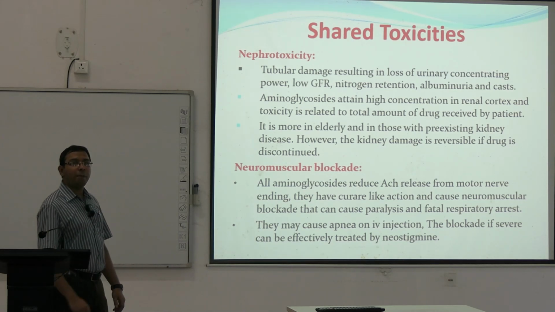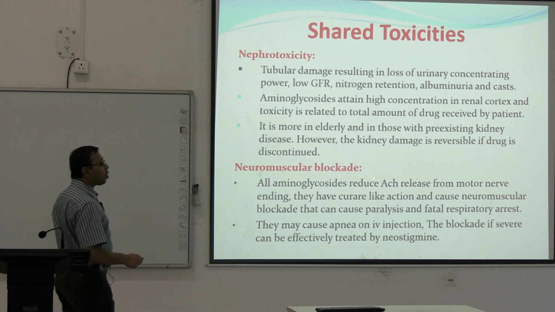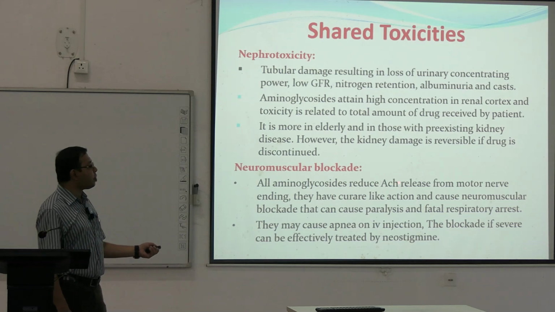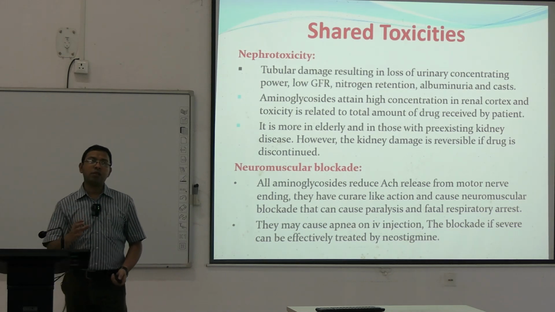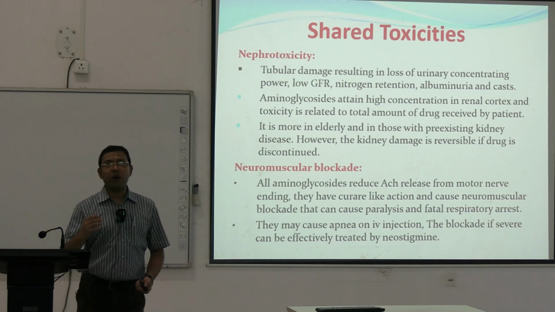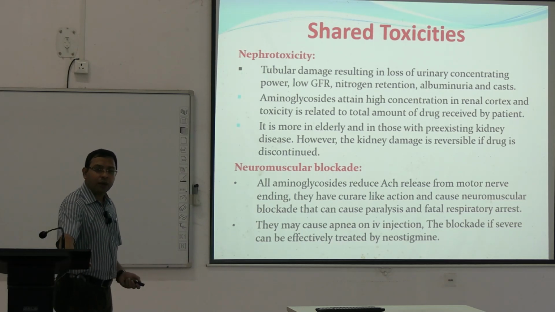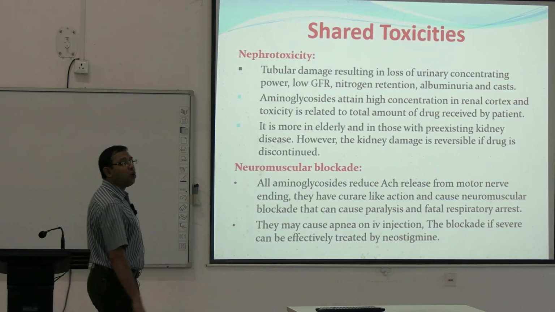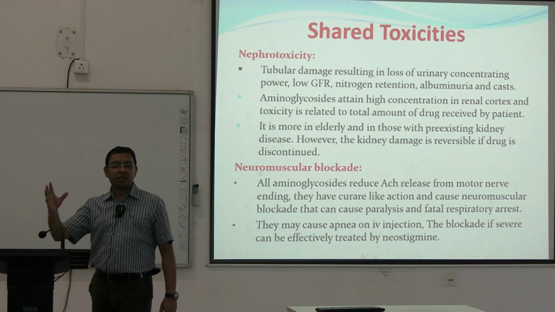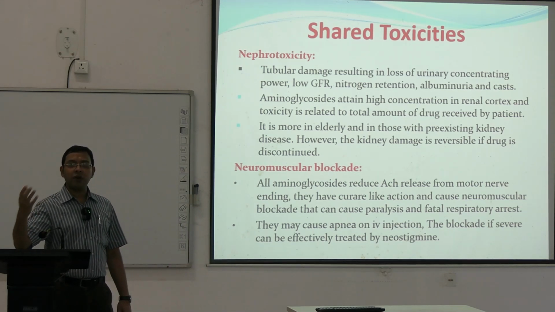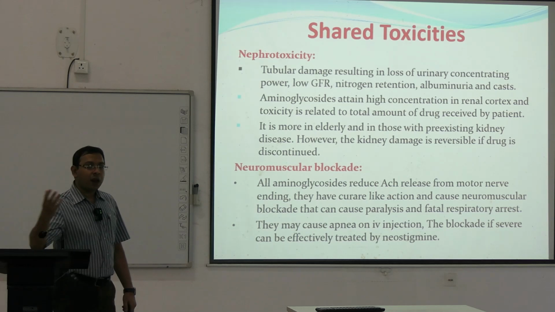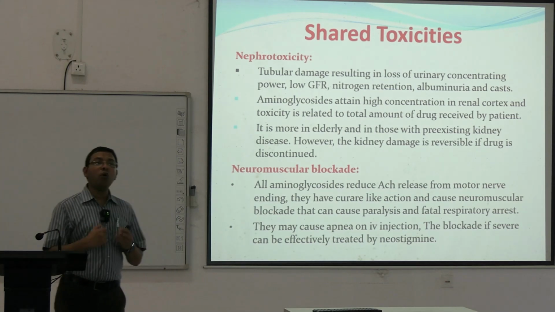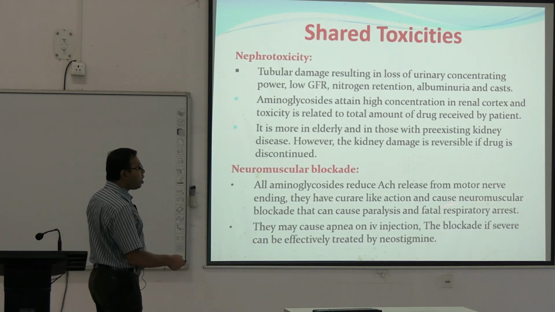Next, coming to the neuromuscular blockade of the aminoglycosides. All aminoglycosides reduce acetylcholine release from the motor nerve endings. You know that acetylcholine is released from the motor nerve endings, and it is the neurotransmitter for generating different motor activity. So when we use these aminoglycosides, they reduce this acetylcholine release from the motor nerve terminals. Ultimately this leads to a Curare-like action. You can remember the muscle relaxants; Curare is a muscle relaxant. All these decrease acetylcholine release, so the muscle becomes more relaxed. This is known as neuromuscular blockade.